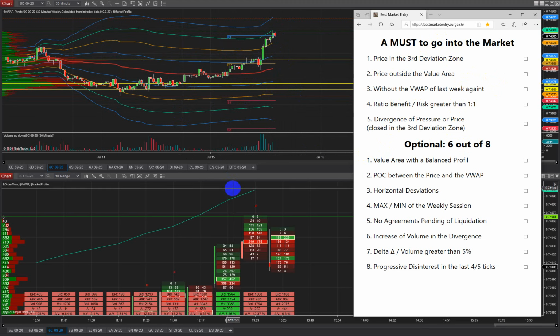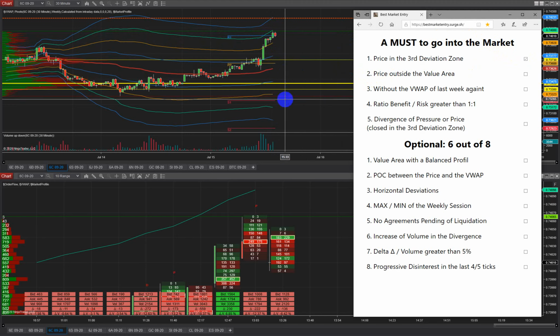Okay, let's go with the Canadian first. We just had the divergency here. We see that the price is in the third deviation zone, between the orange, that is the second deviation, and the green, that is the third deviation. Once you pass the second deviation, you are in the third deviation zone. We got it there. That is correct.